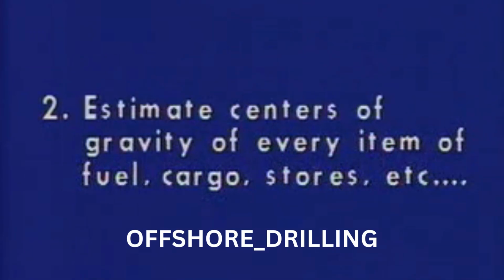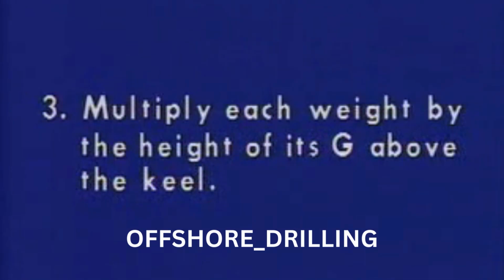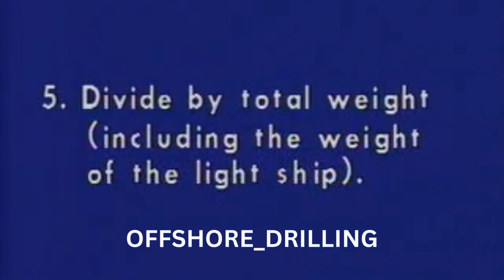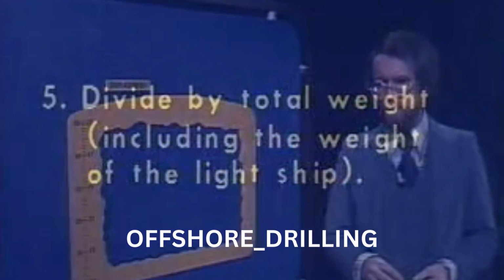Second, we will have to estimate the centers of gravity for each item of fuel, cargo, stores, and so on. Third, we will multiply each weight by the height of its g above the keel. Fourth, we will add these moments together and add the moments for the light ship. The moments for the light ship are equal to the light or unloaded displacement times the light or unloaded kg. Fifth, we will divide by total weights, including the weight of the light ship. Let's work a few of these out.